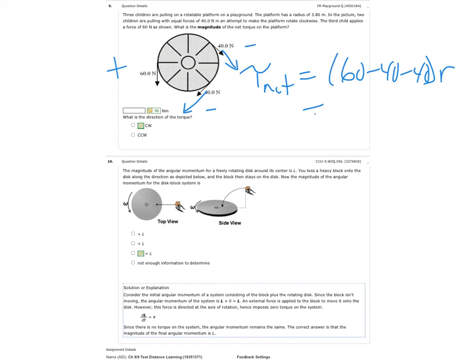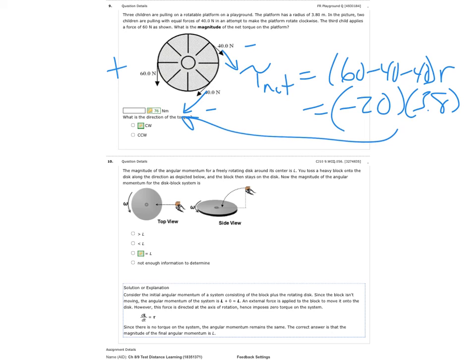So that gives me 60 minus 80, so that's negative 20 times 3.8, which if you do the math comes out to be negative, but it asks for magnitude, and magnitude just means that you just want the number. And then the negative here just tells me that it was clockwise.